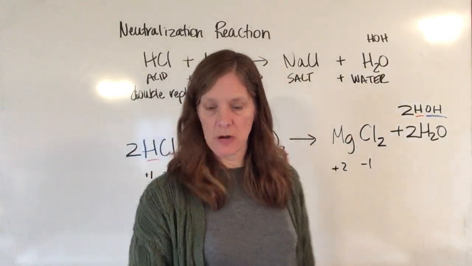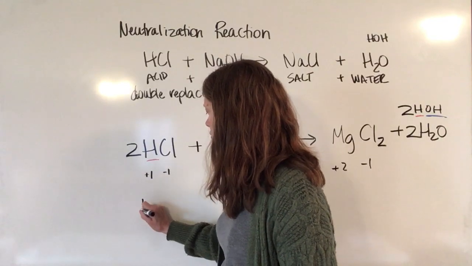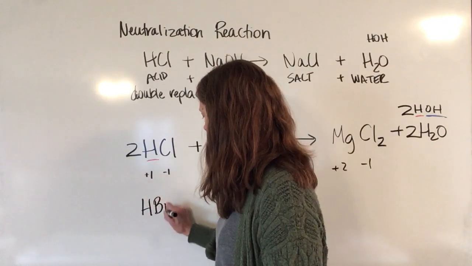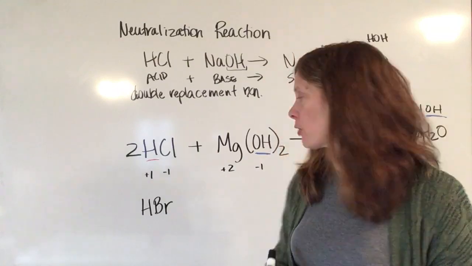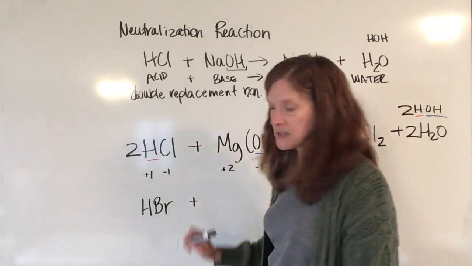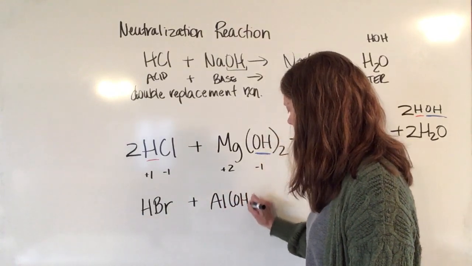Let's do one more to make sure that you understand the process here. Okay, let's say that I'm going to start with HBr this time. That would be called hydrogen bromide or hydrobromic acid. And let's combine that with aluminum hydroxide.